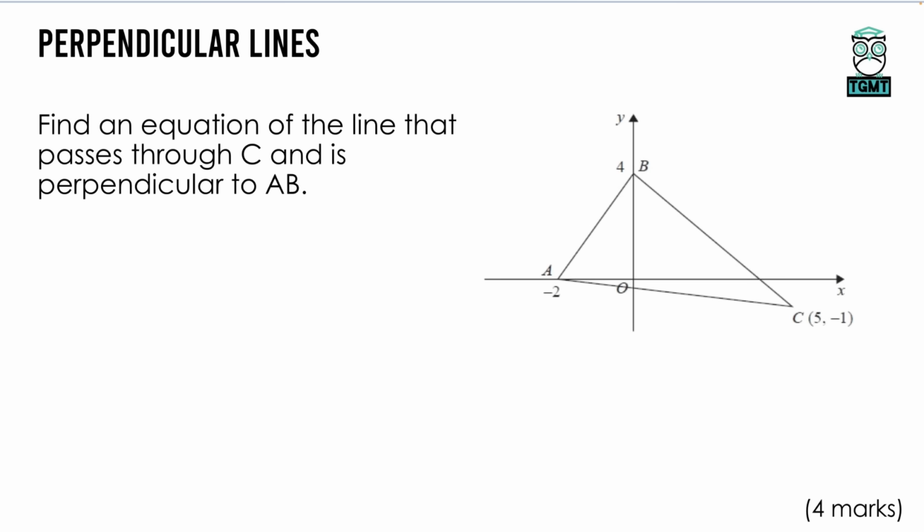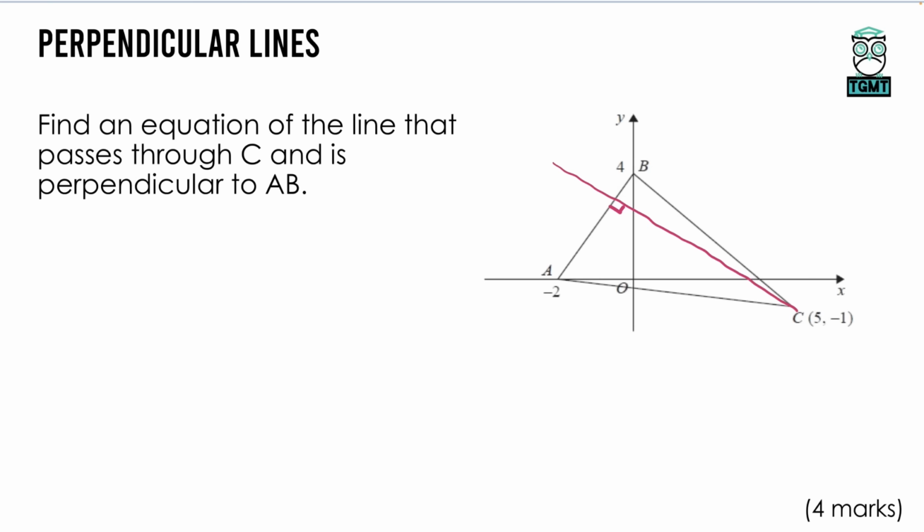Now this question is looking at perpendicular lines. So here it says find an equation of the line that passes through C and is perpendicular to AB. So if we kind of imagine a line which is perpendicular to AB, doesn't necessarily go through the middle of that line of course, but it might be something like this. So it's perpendicular to AB and it forms a right angle. Now drawing it in can help along the way, but ultimately we need to find out what the gradient of that line is. Now we can find the gradient of the line by looking at the coordinates A and B.